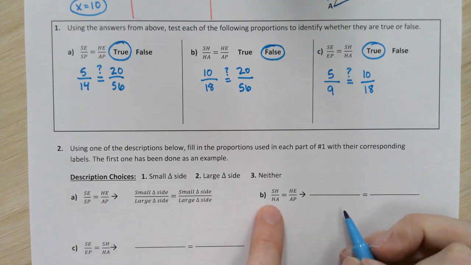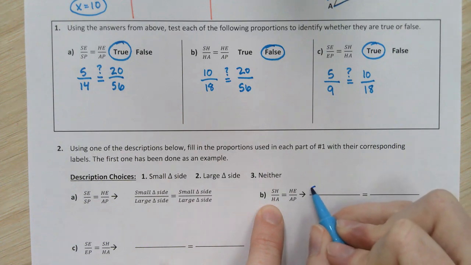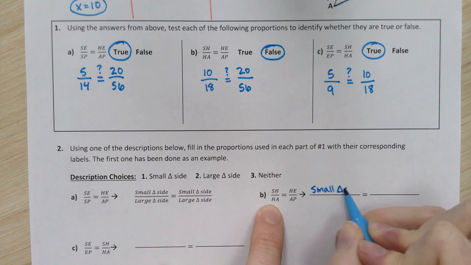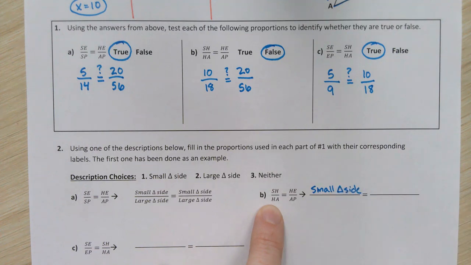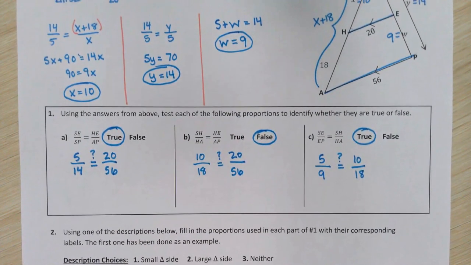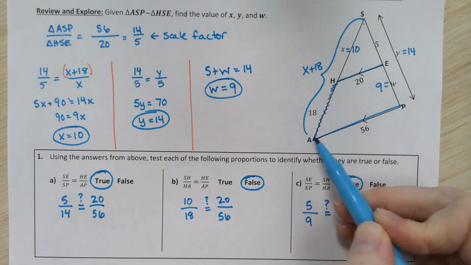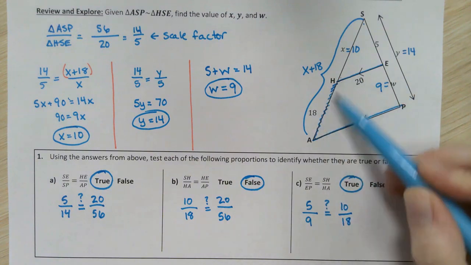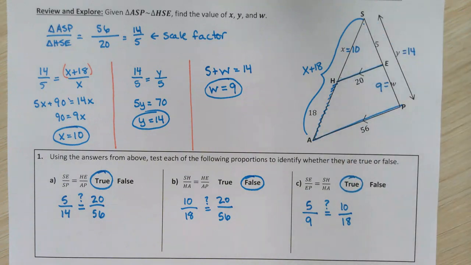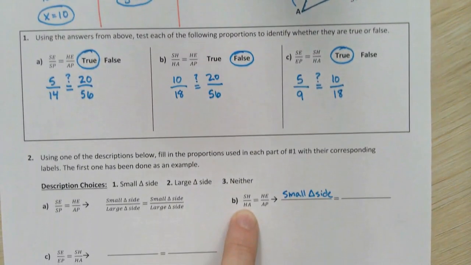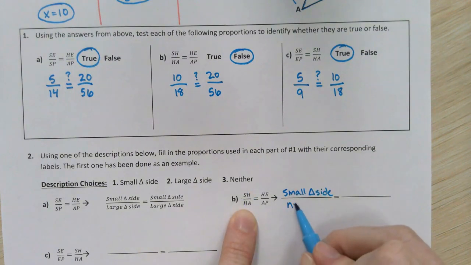We're going to fill in B the same way. So go back up to your picture, look at SH. Do you agree that that would be a small triangle side? The left side of that small triangle. HA is not the side of a triangle. I'm going to go ahead and slide up there so we can see it together. HA is right here. It's a side of this trapezoid-like shape, but it is not a side for our triangle. So the description we're going to use for that is right here. It's neither. It's not a small triangle side and it's not a large triangle side.